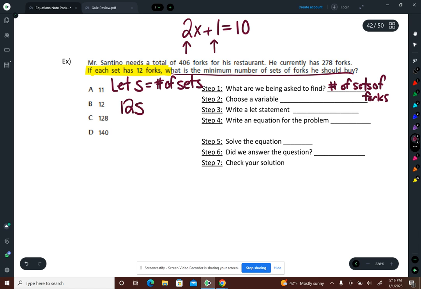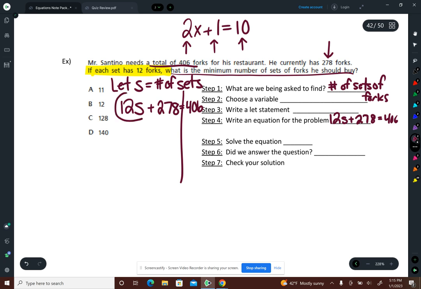Then I'm going to look for the number that's getting added. So it says he currently has 278 forks. So plus 278. And then I'm going to look for the number that it equals. And it says a total of 406. So equals 406. So there's our equation. 12S plus 278 equals 406. So now we're going to go ahead and solve it.